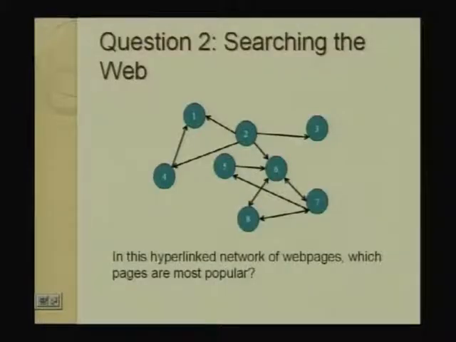It doesn't seem how it can help you. Although there might be some relations, intuitively you don't see any relationship between closeness centrality and the popularity of pages. And betweenness centrality, what about that? It helps. How does it help?